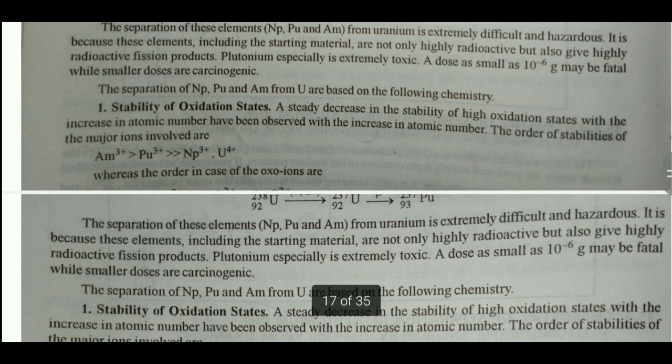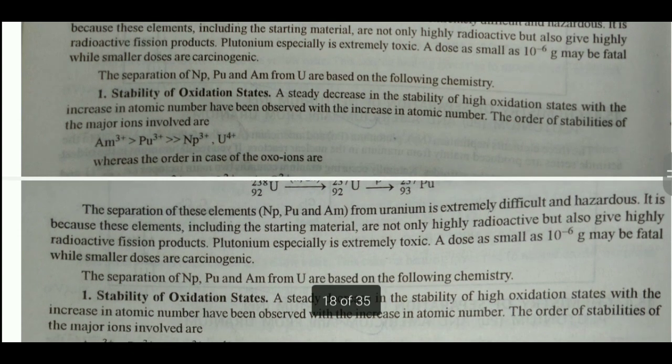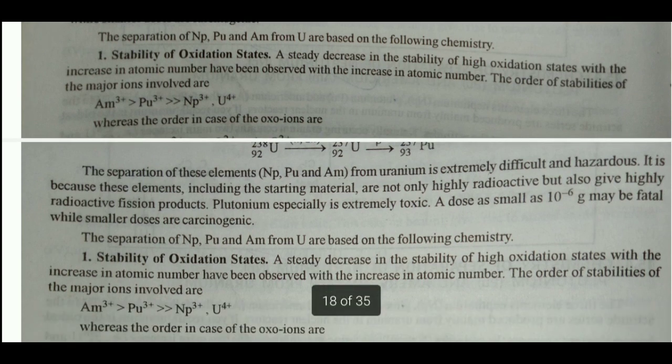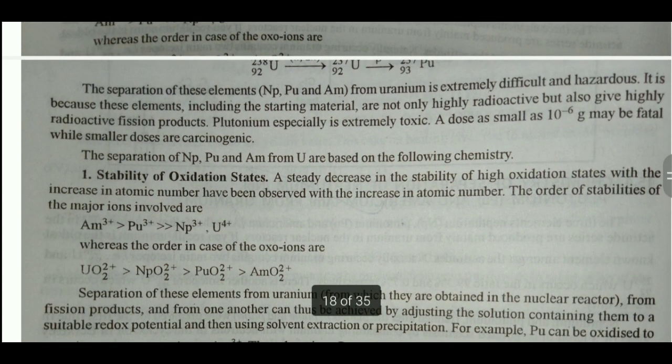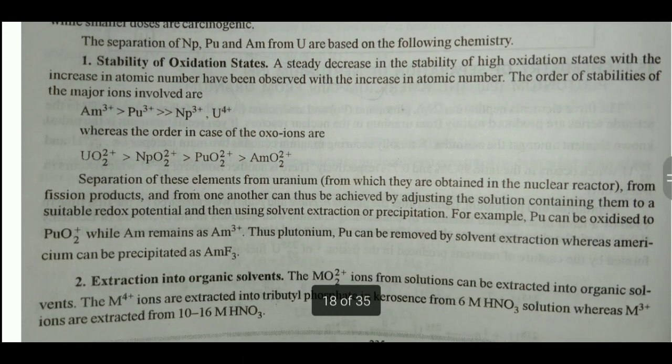First, stability of oxidation states. A steady decrease in the stability of high oxidation states has been observed with the increase in atomic number. The order of stabilities of the major ions involved is Am3+ the greatest, then Pu3+, then Np3+ and U3+ the least. Whereas the order in case of oxo ions is UO2 2+ the greatest, then NpO2 2+, then PuO2 2+ and AmO2 2+ the least.